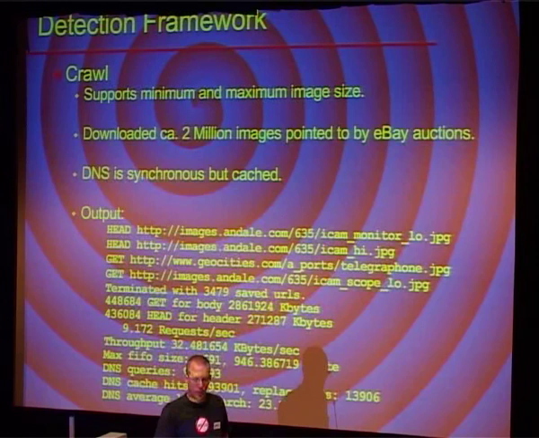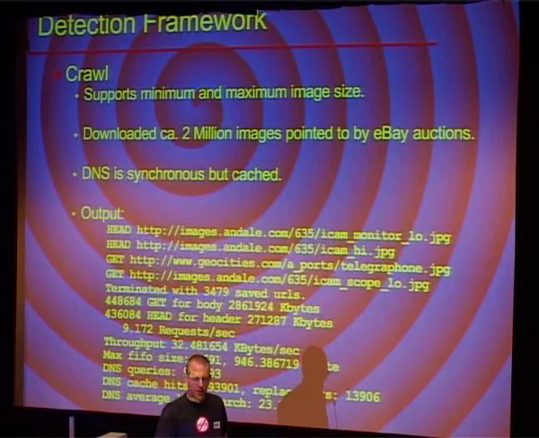The crawler supports a minimum and maximum image size. That is, you don't want to download all those 5K or 1K images because nobody could hide information there. And you don't want to download those 5 megabyte images since they just slow things down.